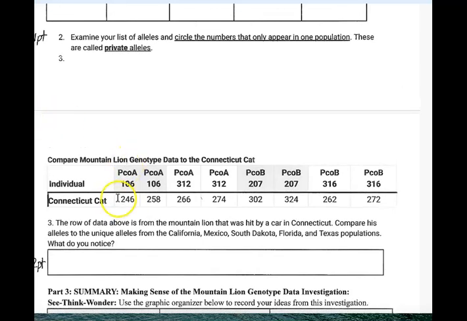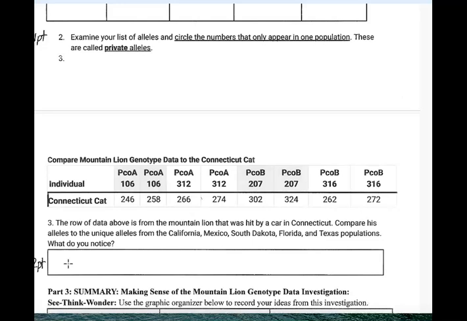So you should be figuring out where this Connecticut cat gene sequence most matches, okay? Which population? California, Mexico, South Dakota, Florida, and Texas. Well, you should see that it matches the most with South Dakota. Because if you look at the South Dakota data, I want you to look at it right now, and I'll read you the Connecticut cat.